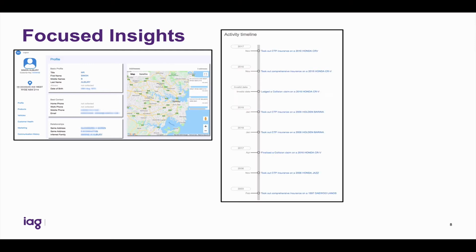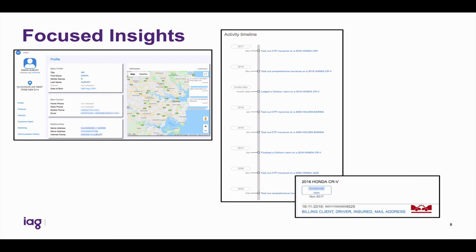This is his activity. So you can see from 2017, he's taken out a CTP insurance policy on a Honda CR-V. He's taken out comprehensive insurance on a 2016 Honda CR-V, lodged a claim for a collision. Sadly, it looks like he's had an accident. He's renewed his CTP insurance. So you can see here already, we're taking information from a variety of systems here and really starting to see the journey of his claims experience and his policy renewal experience through time across all the different brands. So here you can see in 2016, he's had a crash.